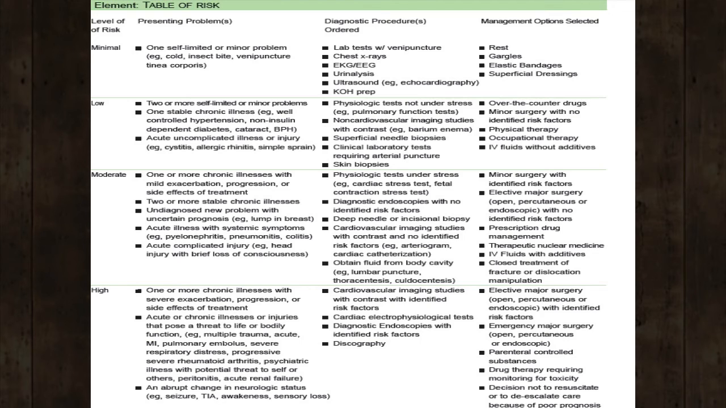And now for risk, it's a table, and there are 3 columns. It has to do with presenting problem, diagnostic procedure, and management options, and whichever column you get the highest in, that's what you count. You don't have to have 2 out of 3, just the highest. So if this patient has a real severe problem that's life-threatening, then it's high and it's the highest level, even though you may not be doing any surgery or diagnostic tests.